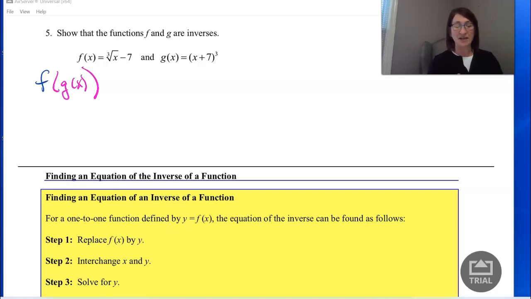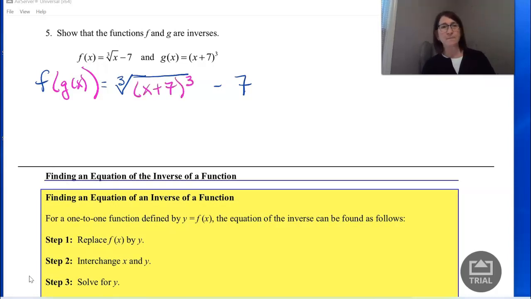So f is my foundation, so that's going to be the cube root of x, and then the minus, oops, that x is supposed to leave that blank. That's going to be underneath my radical. The minus 7 is outside of the radical. Now, underneath that radical, I am going to input my g function, which is x plus 7 cubed.